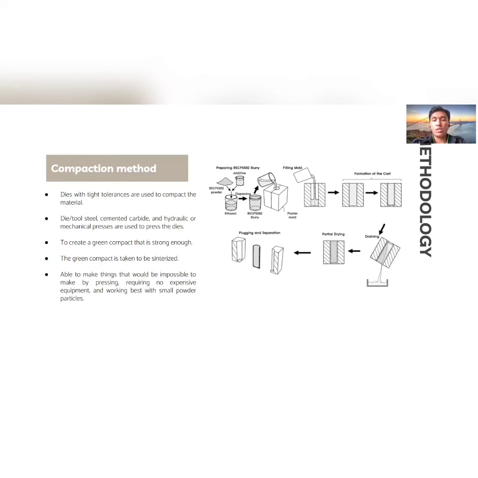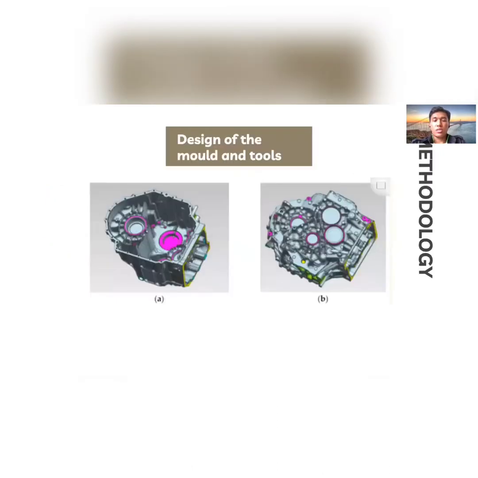For slip casting, the advantage is being able to make things that would be impossible to make by pressing, though it requires more expensive equipment and works best with small powder particles. However, the procedure is slow and the commercial applications are restricted. For the design of mold and tools, here is the product structure that is complicated, with concave and convex structure covering the surface.